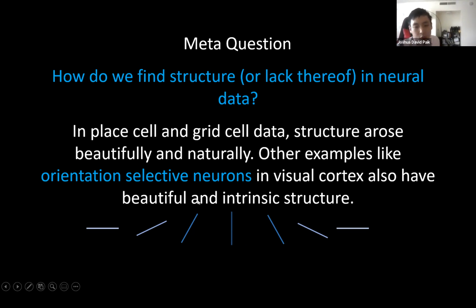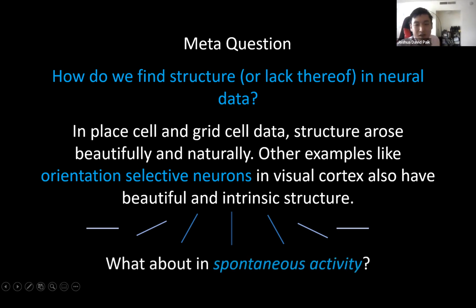And a different set of neurons respond to an angle of 70 degrees here. But that's another place where the structure is really beautiful and it comes out very naturally. But there are other questions in neuroscience. What about spontaneous activity? What happens when your brain is not being stimulated?